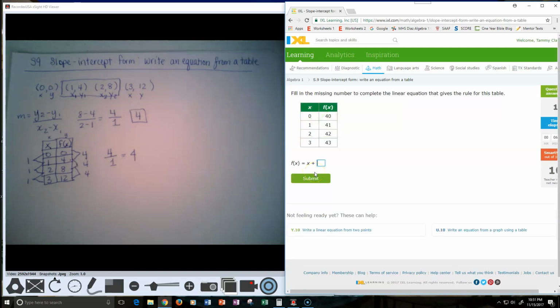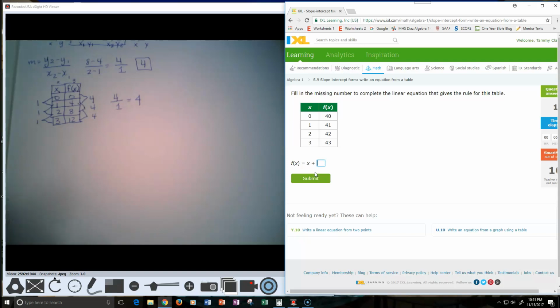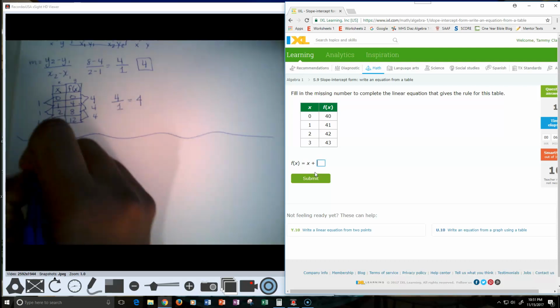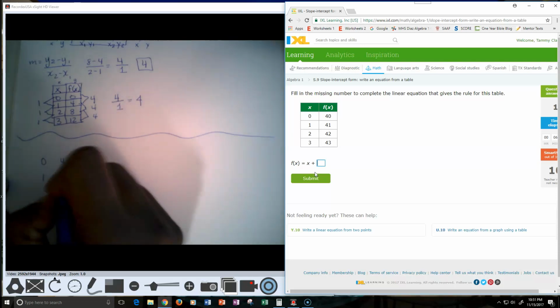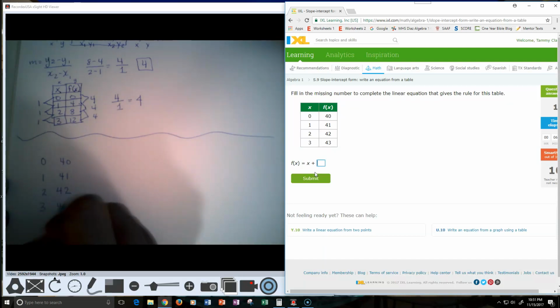Let's look at the next one. So in this table, we're going to have to follow a pattern. So it says fill in the missing number to complete the linear equation that gives the rule for this table. So in our table, we have 0, 40, 1, 41, 2, 42, and 3, 43.